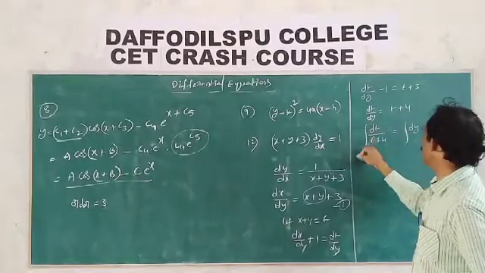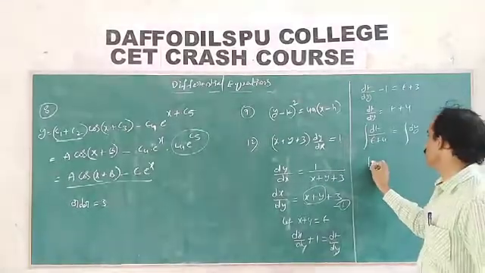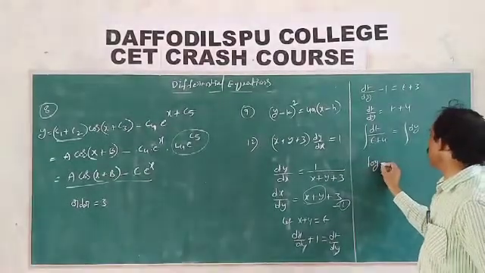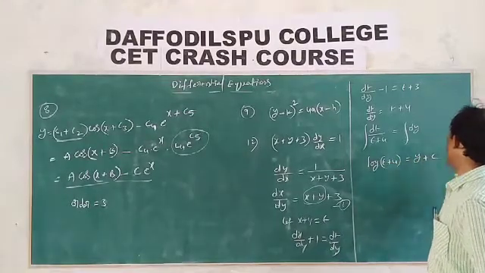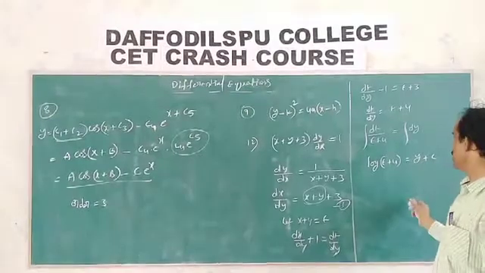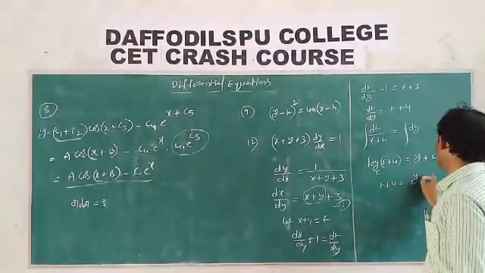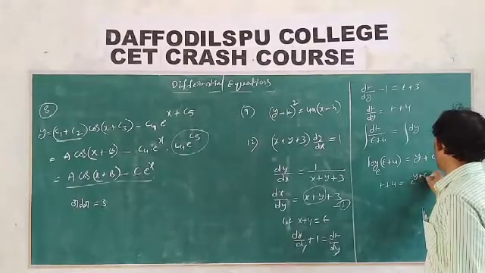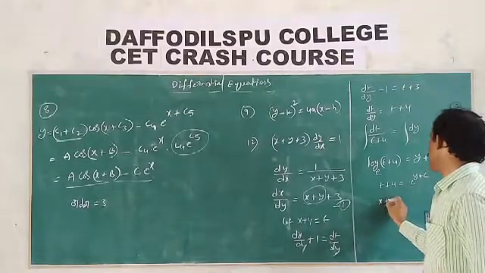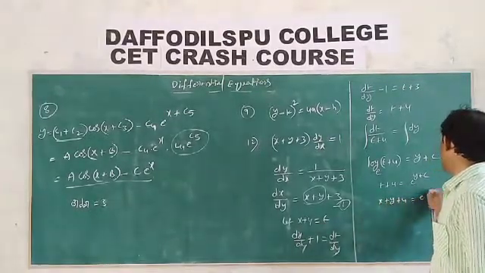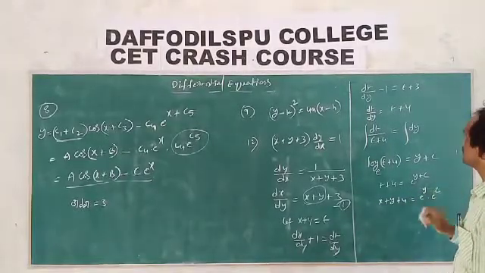Take integration on both sides. This is of the form 1/x, and the integration of 1/x is log. So therefore log(t plus 4) is equal to y plus c. Clear? So t plus 4 is equal to e to the power y plus c, and t is x plus y, so x plus y plus 4 is equal to e to the power y into e to the power c.